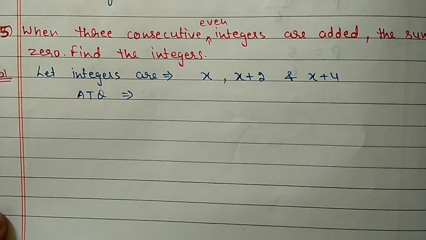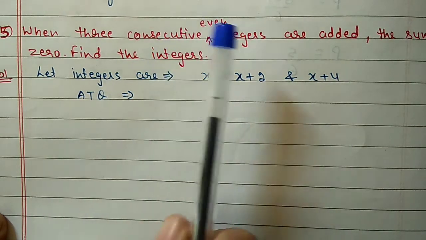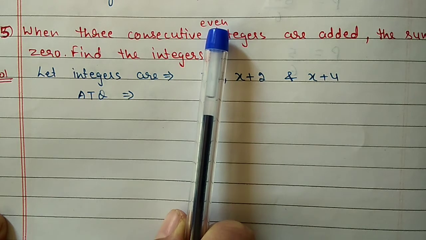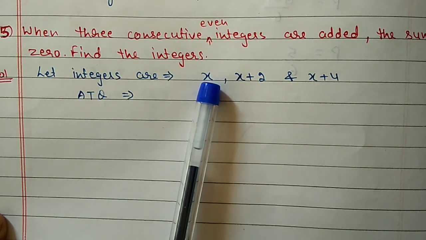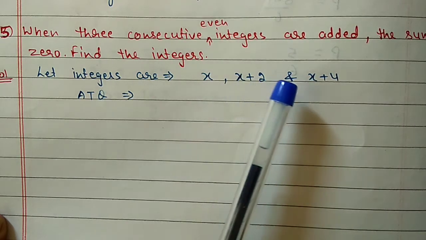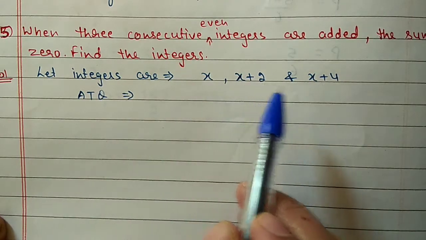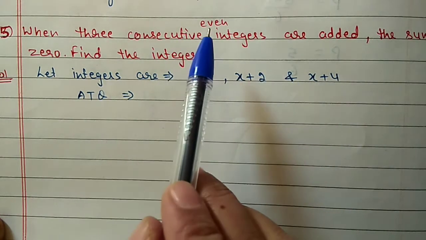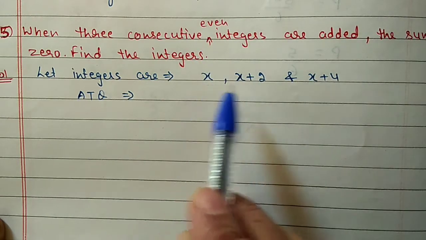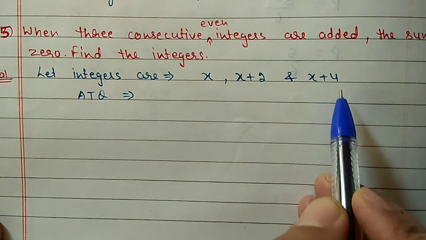Next question number 5. When three consecutive even integers are added, the sum is 0. Find the integers. Consecutive means we have to take numbers in continuity, and only even numbers we have to take. So let the first integer be x, then the next integer will be x plus 2, then the next will be x plus 4. So the integers are x, x plus 2 and x plus 4. For even and for odd, both you have to take the same pattern. Now according to the question, the sum of these three integers is 0.